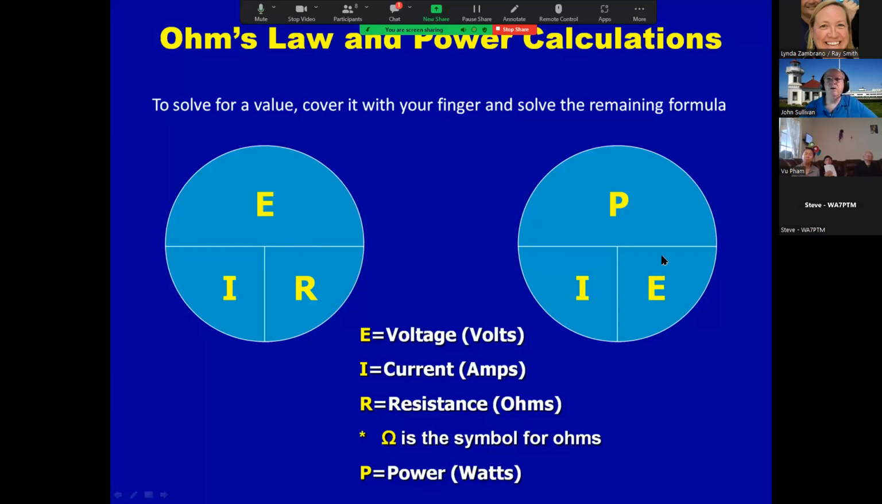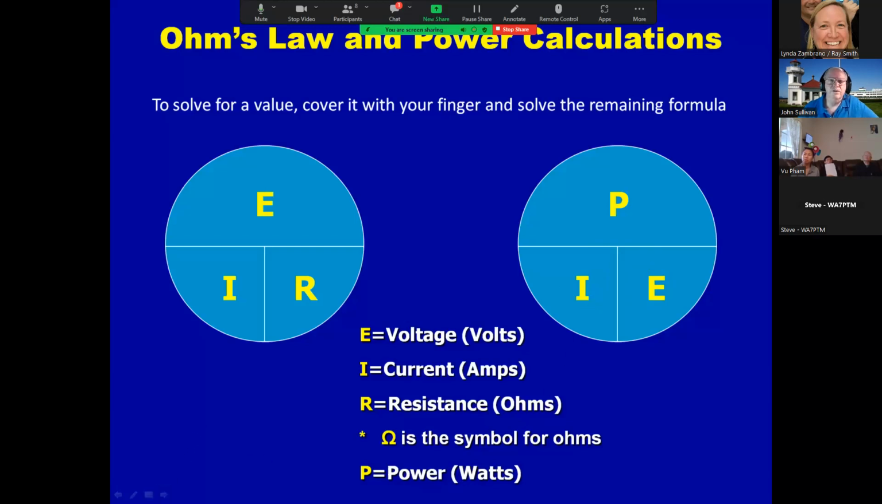Same thing with the Watt's law circle. If I want to find P or power, I cover that up with my thumb and I see an I and an E next to each other. They're multiplied together, so current times voltage. If I want to find the current, I cover that with my thumb, and what's left is P over E. I divide the watts by the volts to get the current. And finally, if I want to find the voltage, I put my thumb over that and I see that I have power over current, so I divide the watts by the amps.